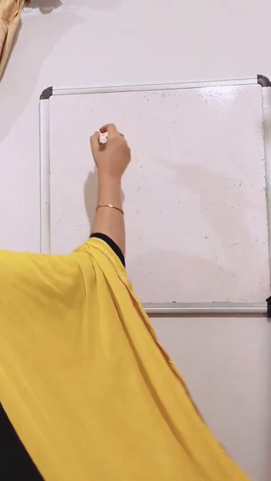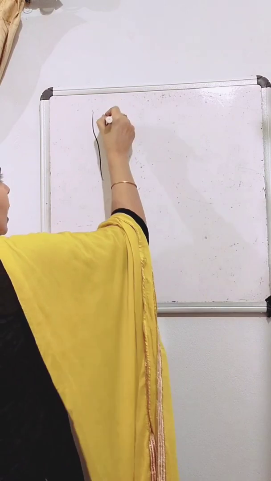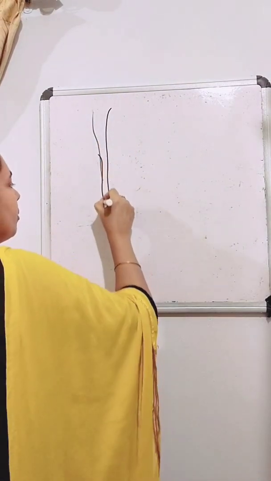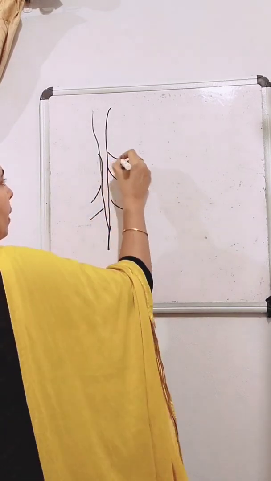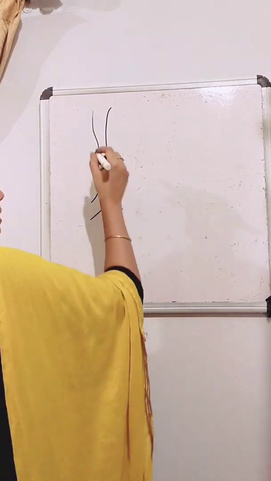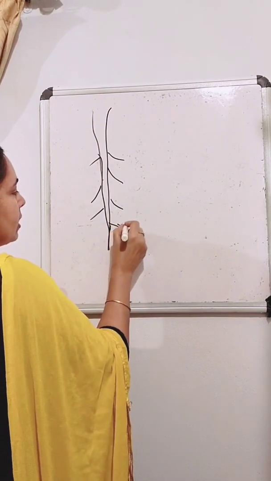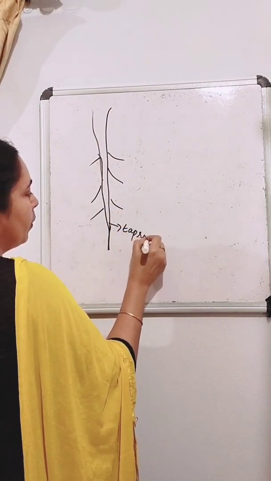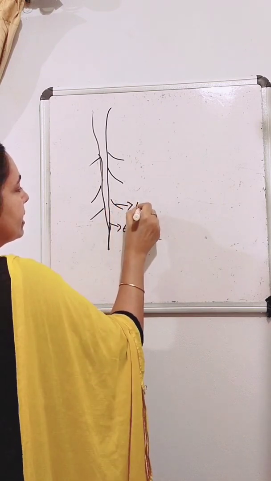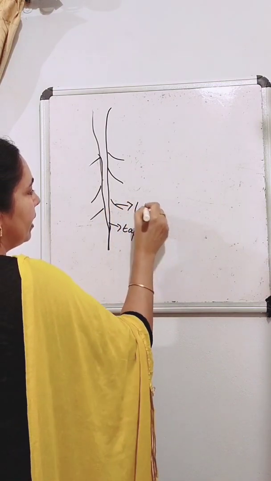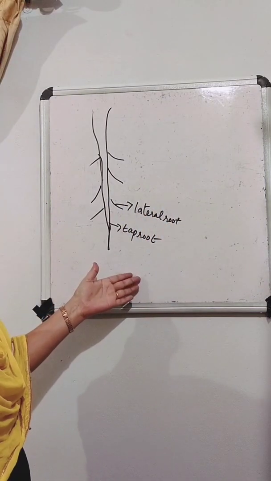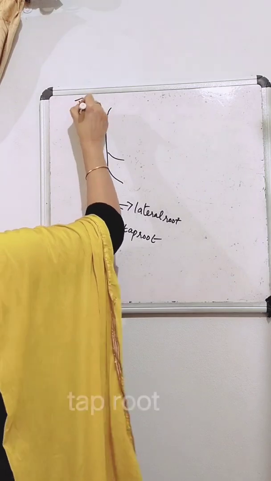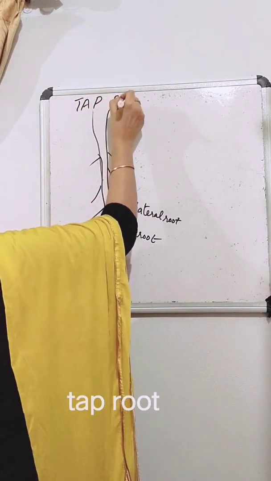Okay, so in some plants, we can see the roots have a thick main root in the middle and some smaller branches also. And this thick root in the middle, that is called tap root, and the smaller branches are called lateral root. Okay, so some plants have this type of root, and this type of root is called tap root.